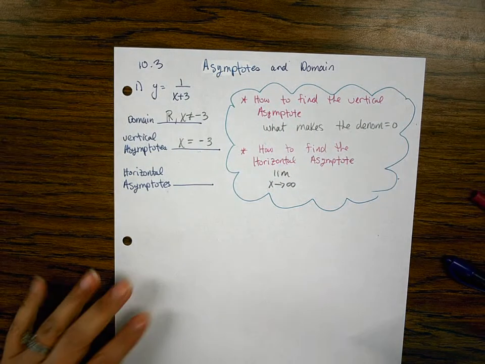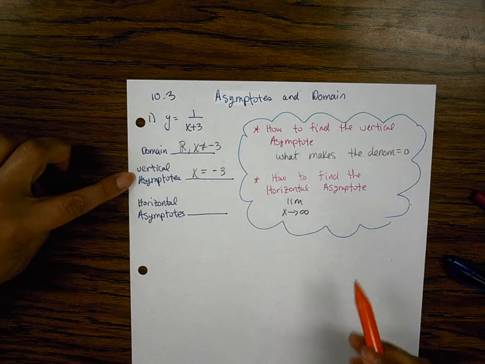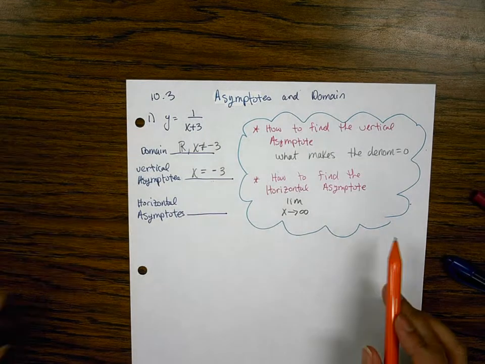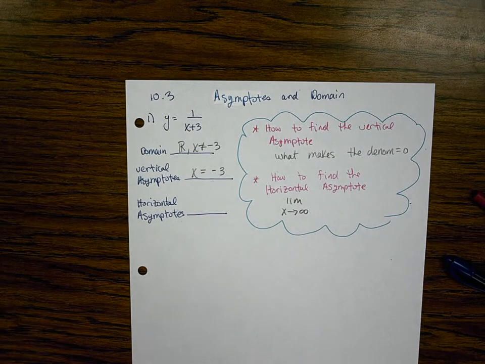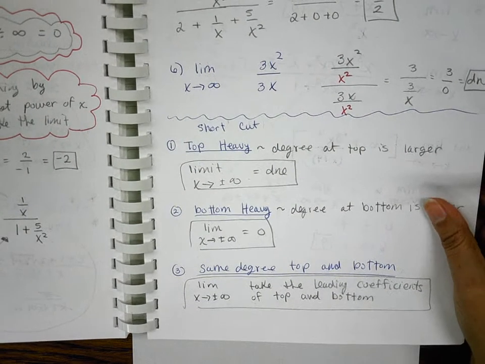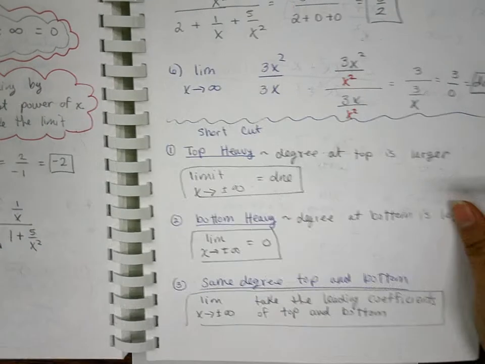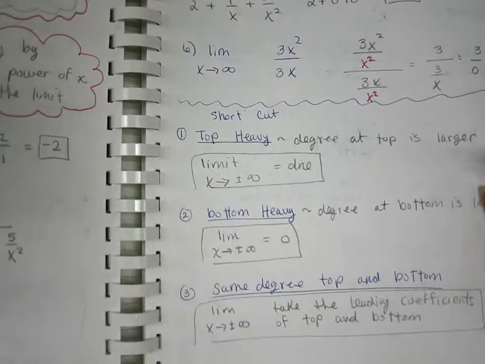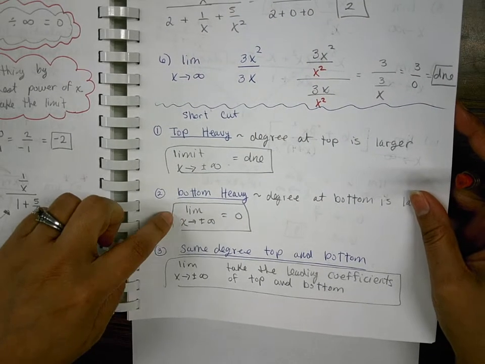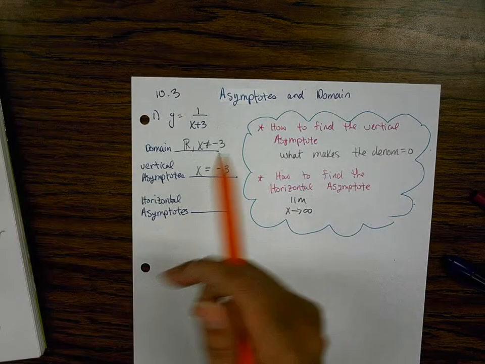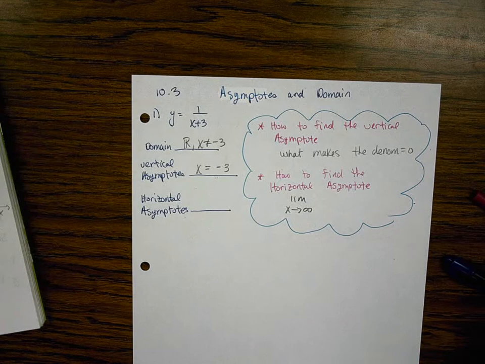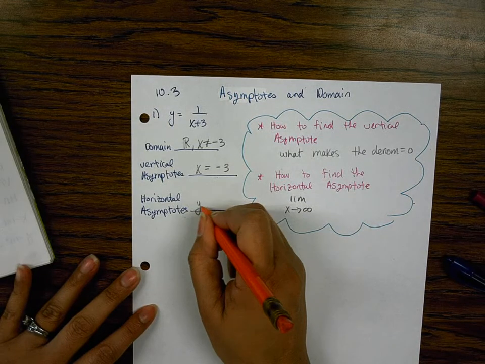All right, so let's go ahead and see how this works. Okay, we have that one, vertical asymptote. What makes the denominator 0? Negative 3. The limit as x approaches infinity, you're going to use this. Is it top heavy, bottom heavy, or the same? Now 1 over x plus 3, the degree at the bottom is heavier, so we'd call that bottom heavy. Can you see that the degree at the bottom is 1 and there's no x's at the top? So we would say our answer is 0. And we do write y equals 0.